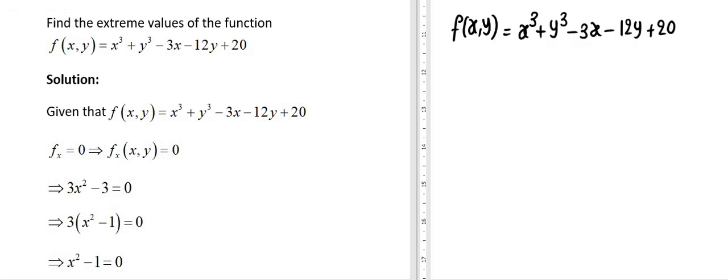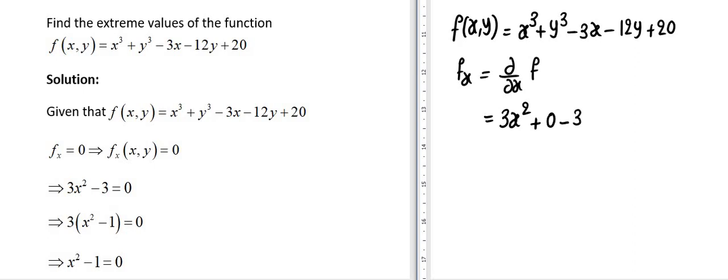This is the given equation. Fx value means partial differentiation of f with respect to x. If we are doing with respect to x, y is constant. X cubed differentiation is 3x square, plus y cubed is constant, that's why differentiation is 0. Minus 3 for x is 1. This totally becomes constant, that's why constant differentiation is 0. So finally we are going to get fx value as 3x square minus 3.